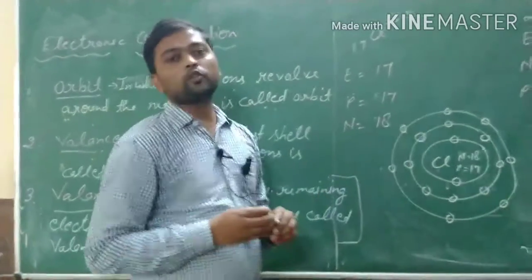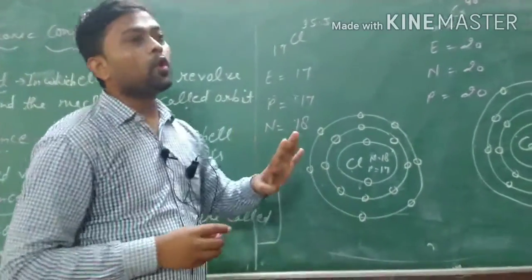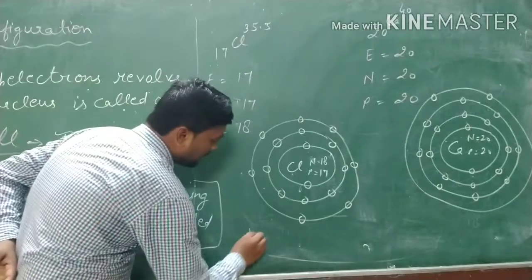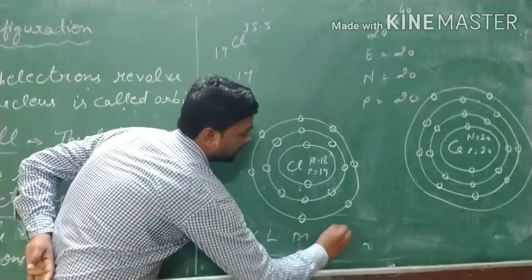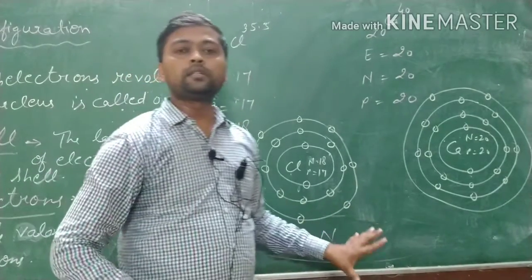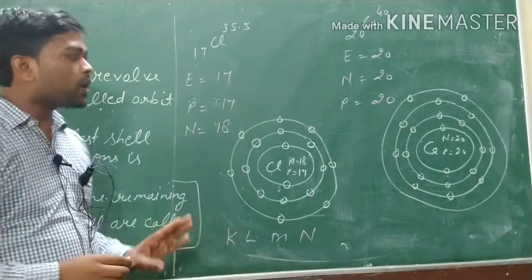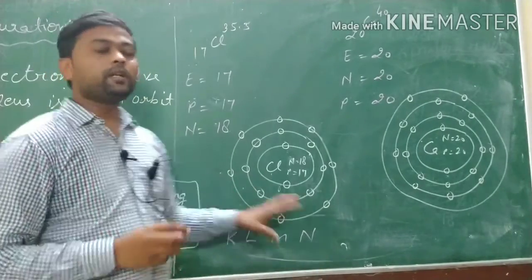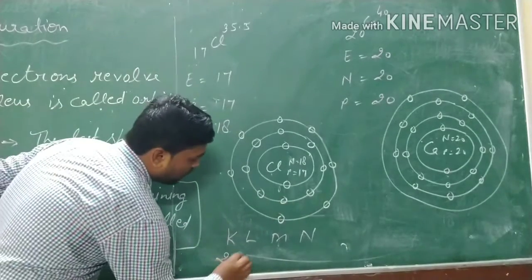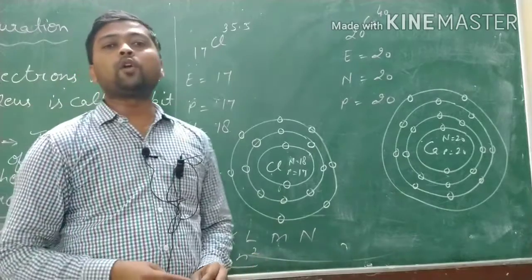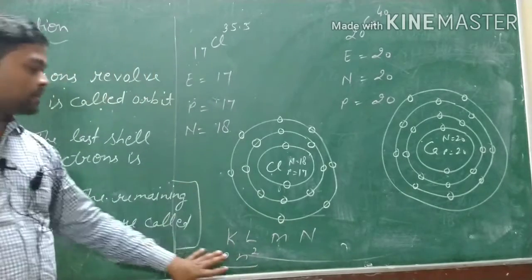Listen, how can we draw the electronic configuration? There are four orbits K, L, M and N. These are the cells, orbits, and the number of electrons present in them. How can we find it? With the formula 2n square. N is the number of the cell.